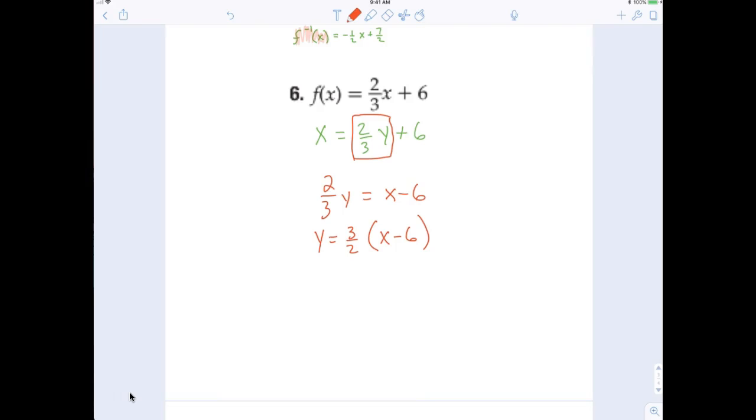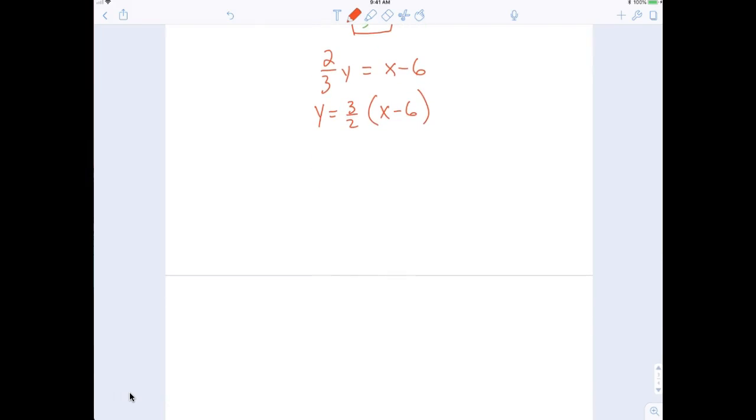Now we're going to work on distributing the 3 halves. All right? So in a second, I'm going to ask you what 3 halves times negative 6 is, and you better be ready. y equals 3 halves x. What's 3 halves times 6? Negative, which is? Yeah.